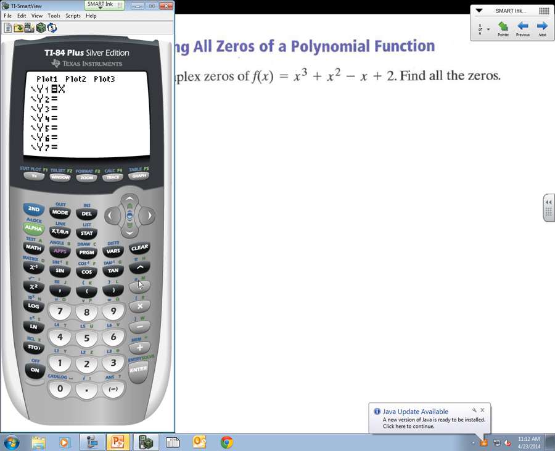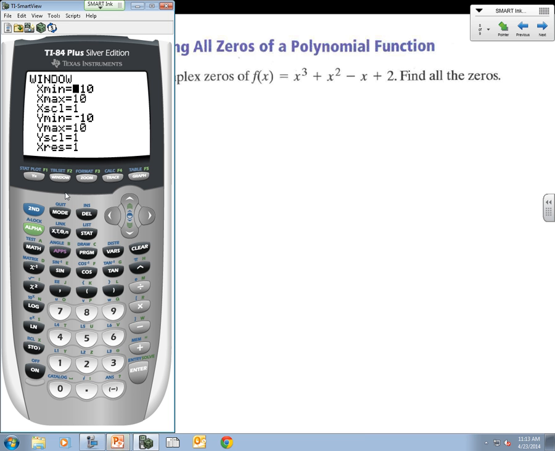X cubed plus x squared minus x plus 2. I'm going to check my window. It looks okay. I'm going to go ahead and graph it. All right, so it looks like we have one real root. I'm going to find what that is by calculating my zeros, which is number 2. And so my left bound, I'm going to go a little bit to the left. My right bound, and then my guess. And it says -2.